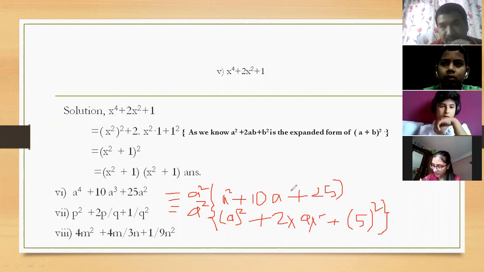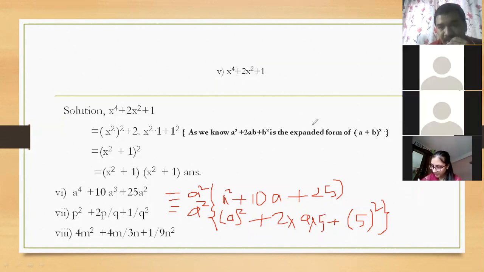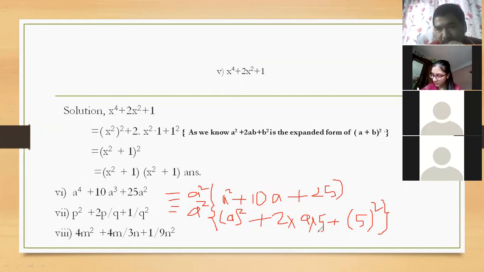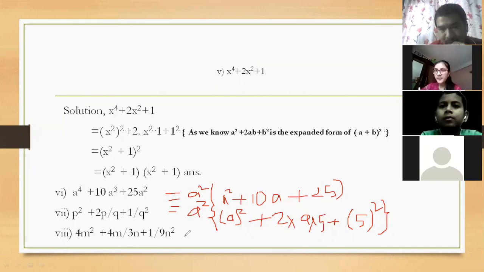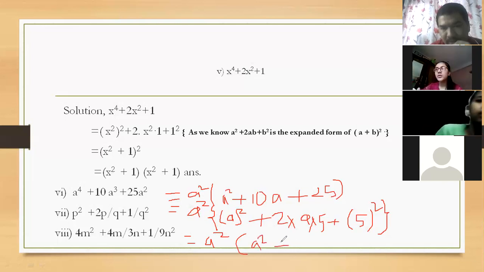What is in place of B there? B means 5 there. Now we have right here A square, right, same. Then in which formula is this, can you tell, children? A plus B whole square means A square.